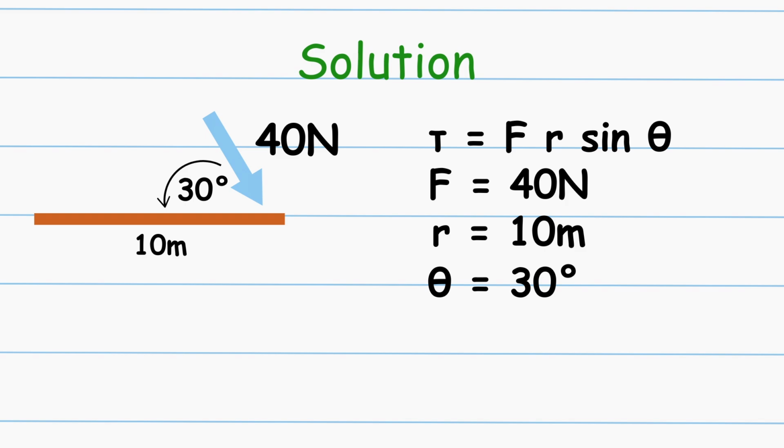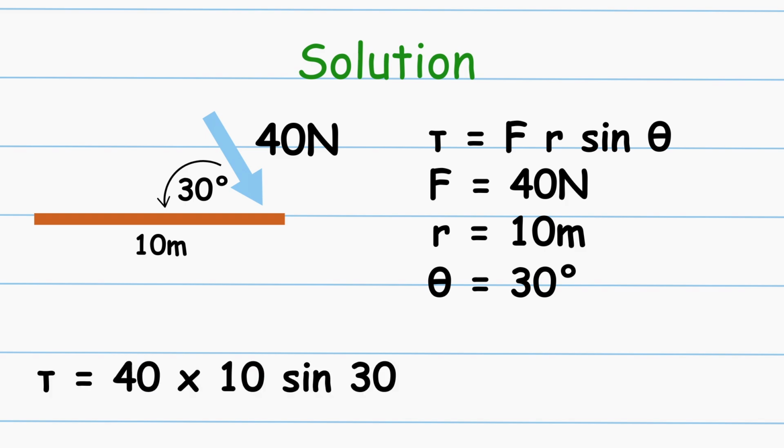So now obviously we have all of these values, and we just need to plug them into the formula. When we do that, we get that tau is equal to 40 times 10 times sine 30. And now all you have to do is put that into your calculator. And if we have done all of that correctly, then you should have gotten the answer as tau is equal to 200 newton meters.